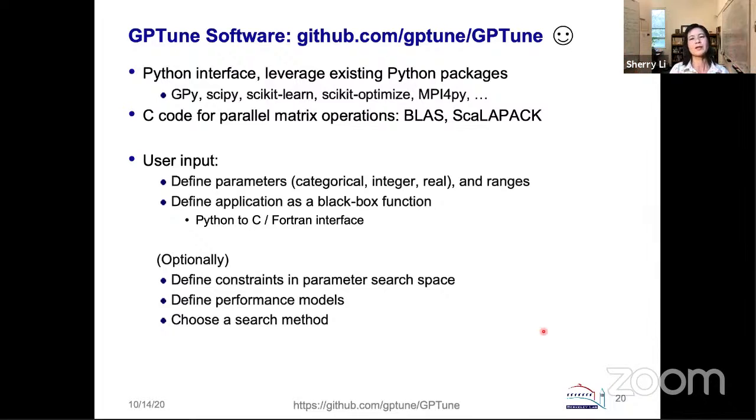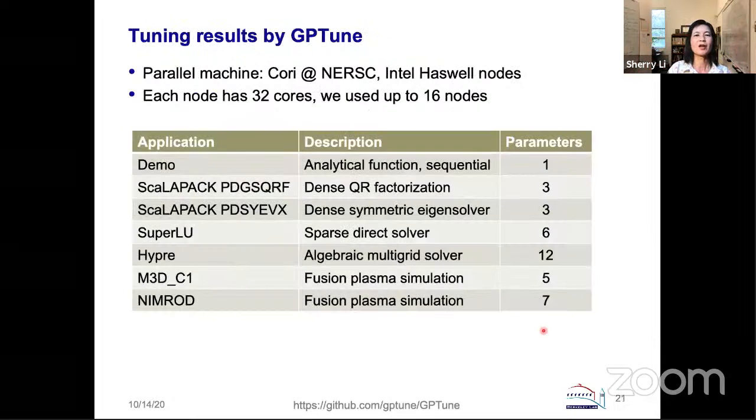You wait in the queue once, but the whole process is no waiting time. So it's not a small task. I just want to mention, I will give you examples of tuning on different math libraries and application code. Specifically, we are using the Cori machine at NERSC, which has the Intel Haswell node. Each node has 32 cores, so we use up to 16 nodes.